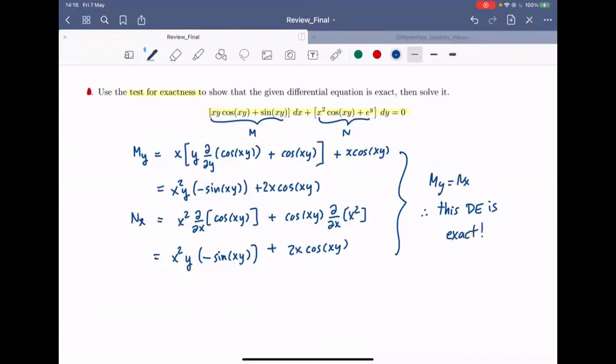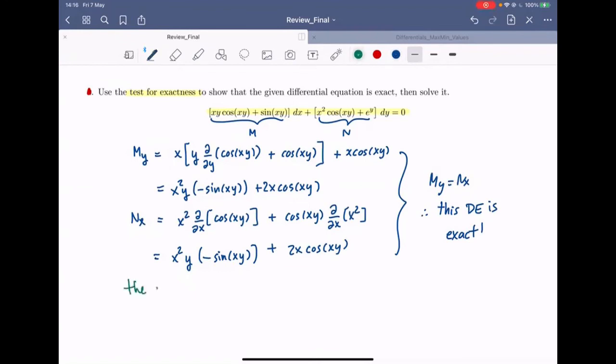If you skip this step, if you just go ahead to the next step without checking that the differential equation is exact, you're going to lose at least 30% of this question, because this is the important part of this question. You have to check first if the equation is exact.